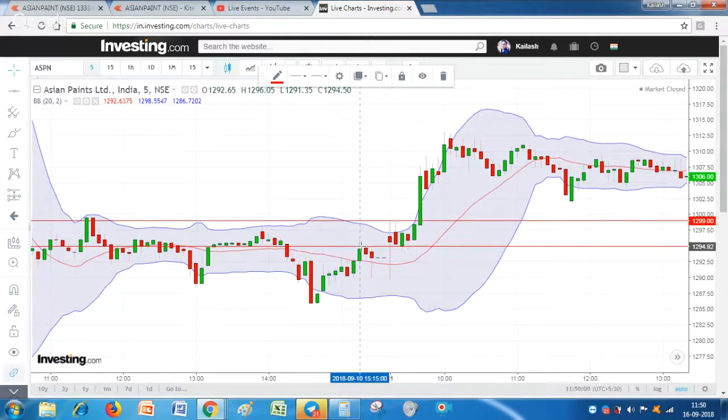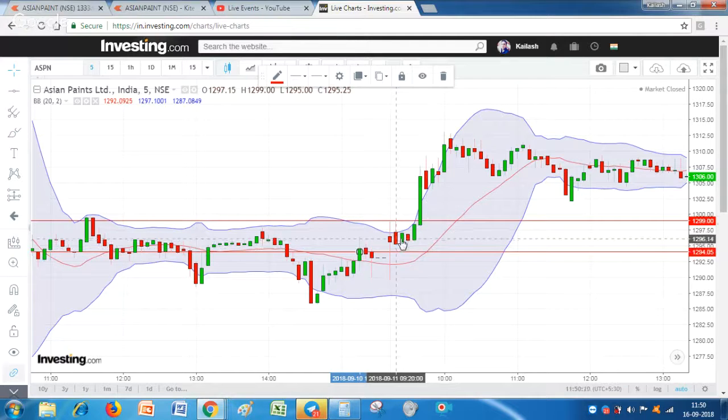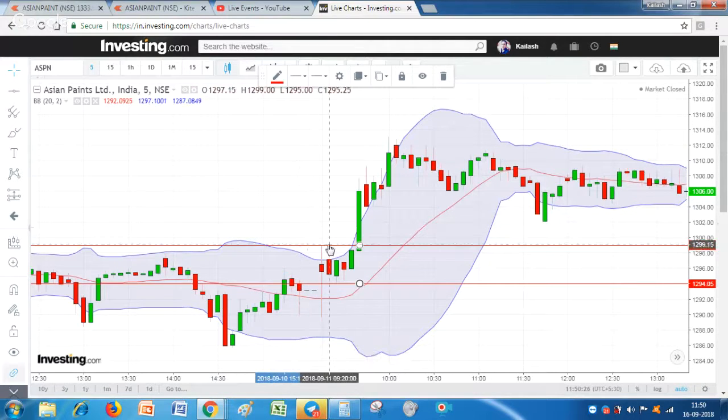Look at this level. This is a candle, and I'm just considering the body of the candles. So I can take a stop loss at this level, that is 1294.85. For the safe side, we can keep a stop loss of 1294 rupees, at this green candle's low, and enter the stock above the 1300 level. So there is a stop loss of 6 rupees, friends. How much stop loss is there? There is a stop loss of 6 rupees.